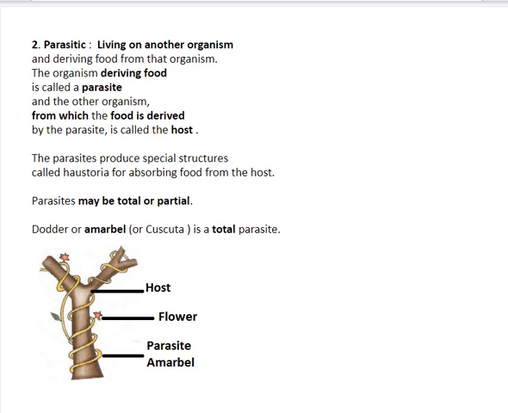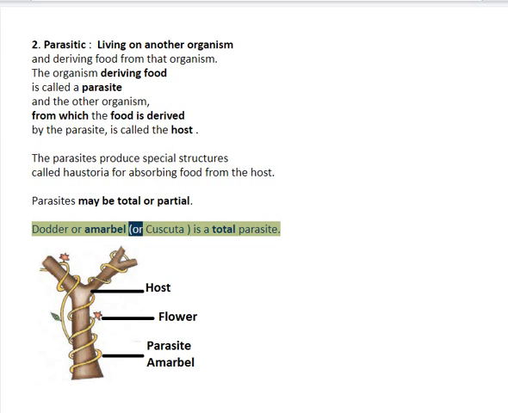2. Parasitic, living on another organism and deriving food from that organism. The organism deriving food is called a parasite, and the other organism, from which the food is derived by the parasite, is called the host. The parasites produce special structures, called haustoria, for absorbing food from the host. Parasites may be total or partial.